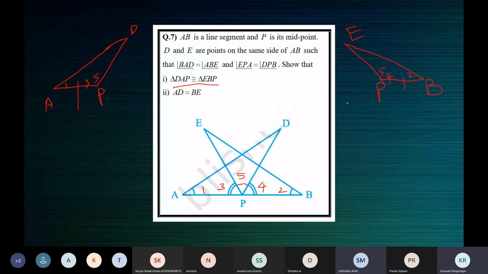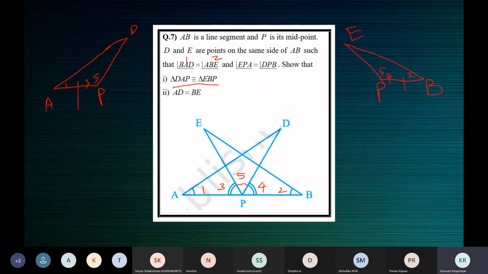Yes, ma'am. Because it's given DAP. It's given not DAP. It's given here that angle BAD, see here, angle 1 is BAD, and angle ABE, see, this is angle 2. Angle 1 is equal to angle 2. Angle 1 is an angle of the first triangle. Angle 2 is an angle of the second triangle.